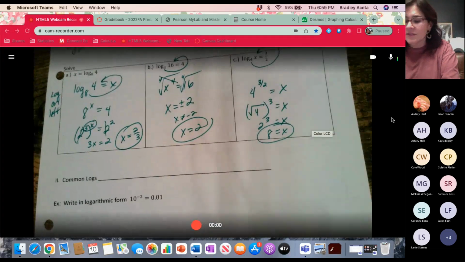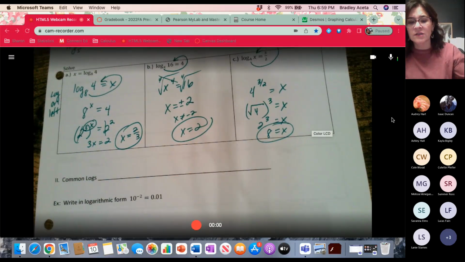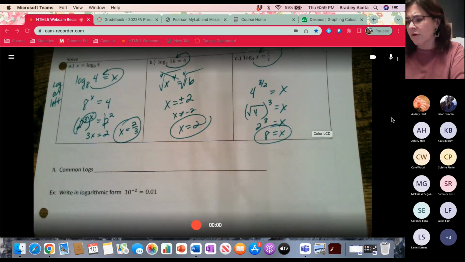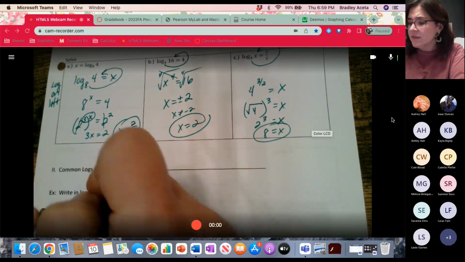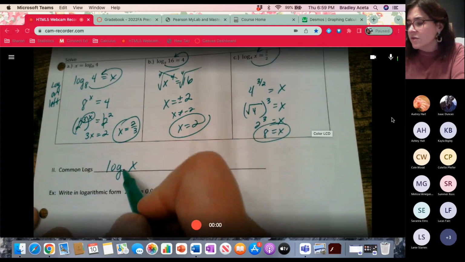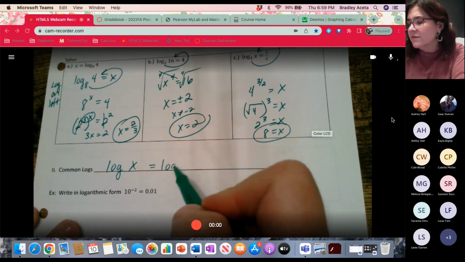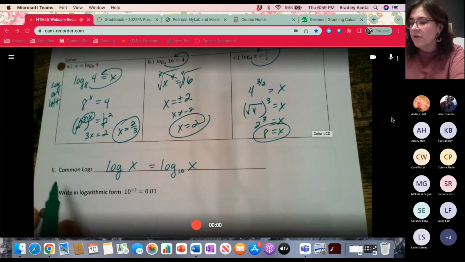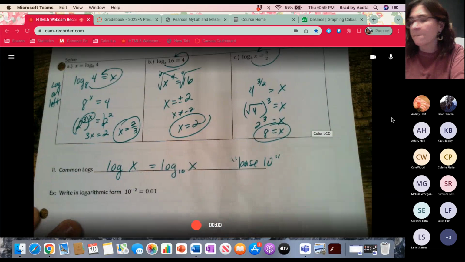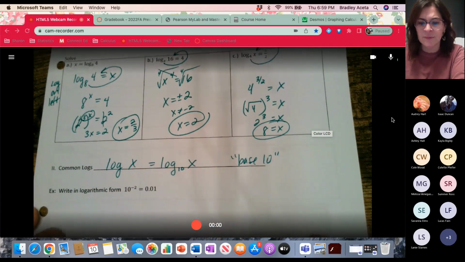All right, now there's this idea of common logs, and common logs are what is on most calculators. Not really the graphing ones, but your 4 function ones, like maybe your son or daughter, if they're in 5th grade, has a 4 function calculator. Maybe you have one at home. But a common log is when you just see log x, and what's understood is that the base is 10. Common logs are base 10.